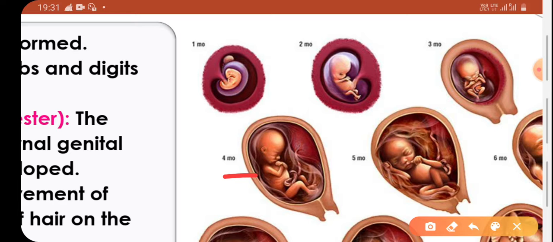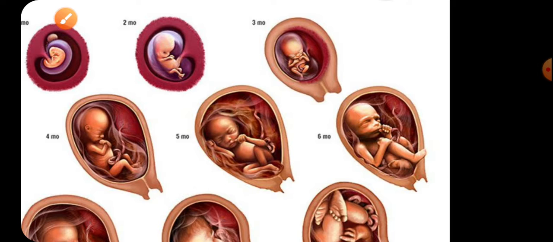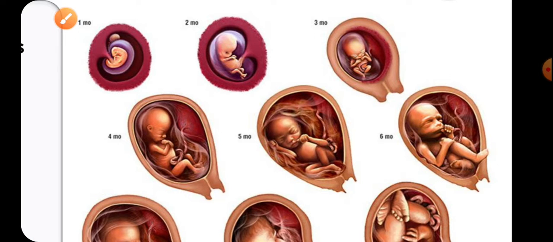At the end of the sixth month, the eyes and eyelids are fully formed. Fat is developing under the skin. The fetus is approximately 35 centimeters long, and the weight will be around 900 grams.